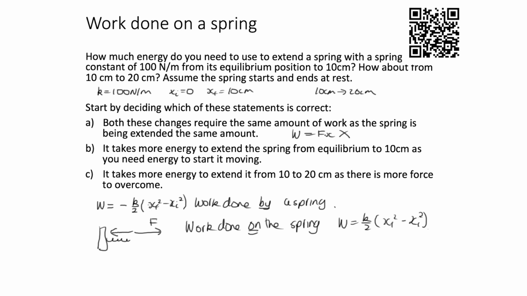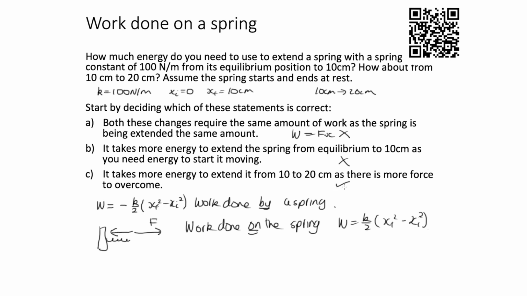We need to apply more force to extend the spring further from its equilibrium position than when we're close to the equilibrium position. Option B, it takes more energy to extend the spring from equilibrium to 10 centimeters as you need energy to start it moving. Well, that's just wrong. And C, it takes more energy to extend it from 10 to 20 centimeters as there is more force to overcome.